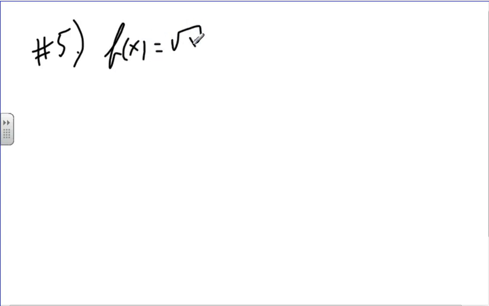Was that 1? Okay, number 5. I think what we'll do, Control Alt F. Okay, so number 5, we have f of x is the square root of x. And we want to do an expansion around 9. A is equal to 9. Alright, so we want f of 9, which appears to be 3.